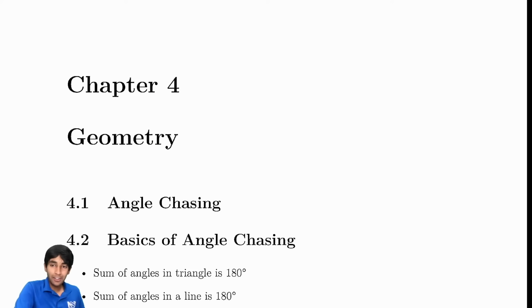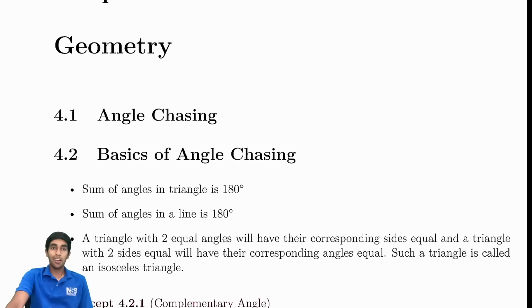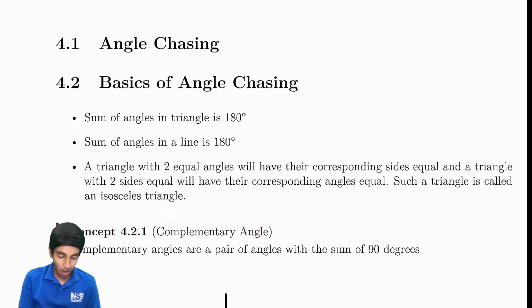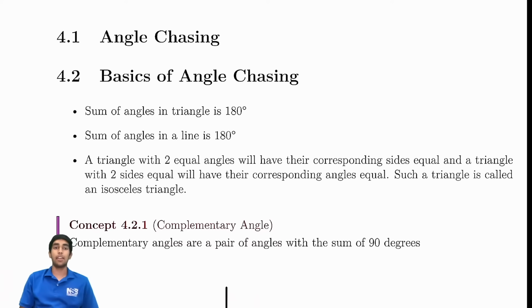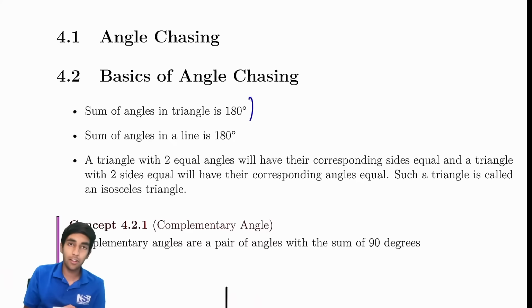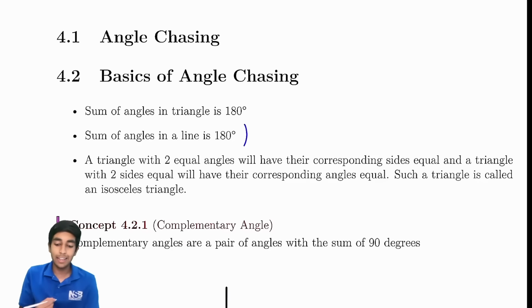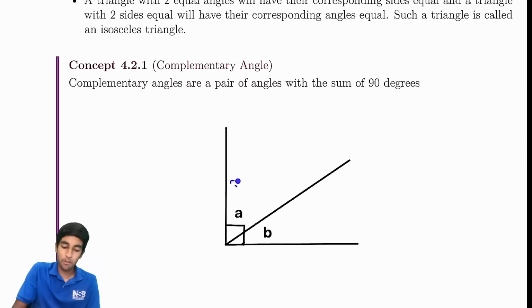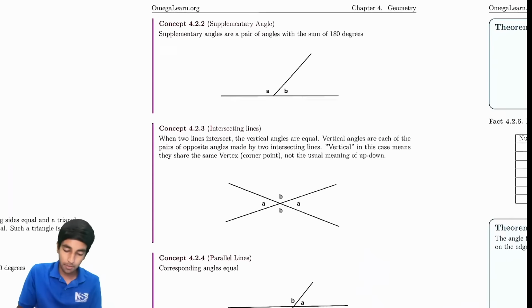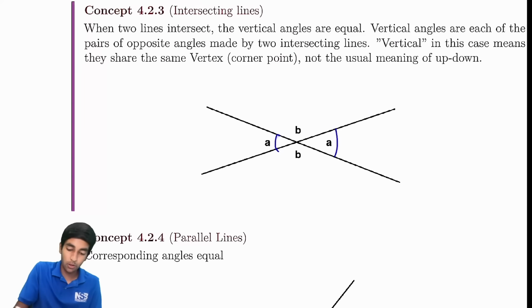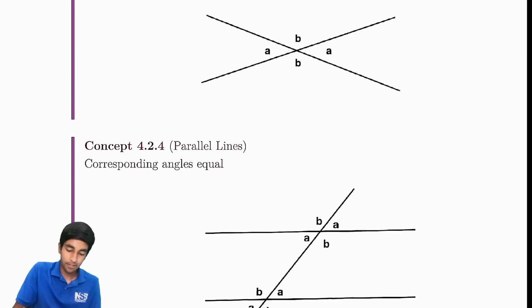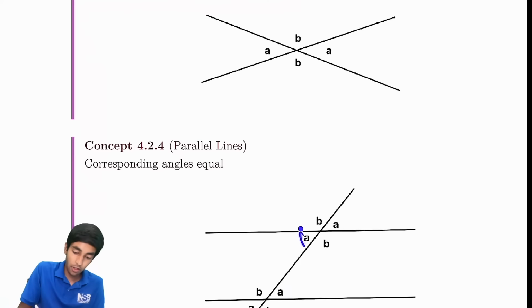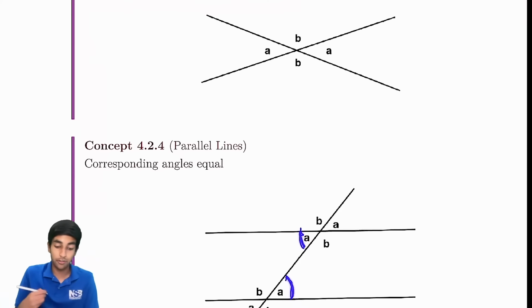Okay, and now we're finally on to geometry. Let's now talk about geometry, starting off with angle chasing. The basic angle chasing formulas you probably know. Sum of angles in a triangle is 180. Of course, isosceles triangles: 2 angles equal, sides are equal. Complementary angles sum to 90. Supplementary sum to 180. Vertical angles are equal, and these are equal. And same thing, corresponding angles are equal. And from that, we derive a bunch of other relations like alternate interior angles, for example.